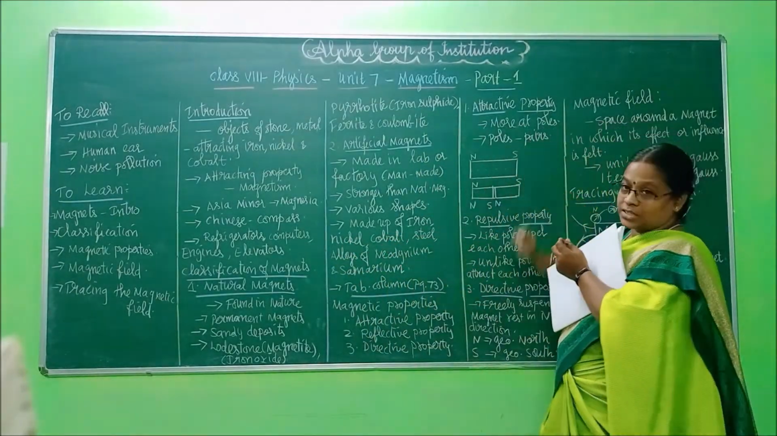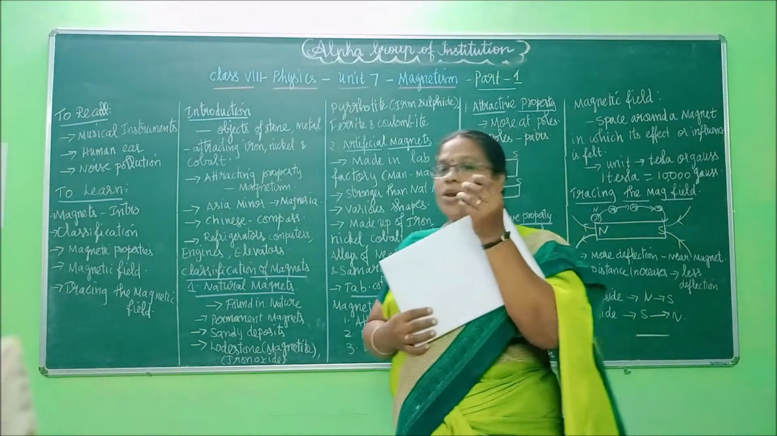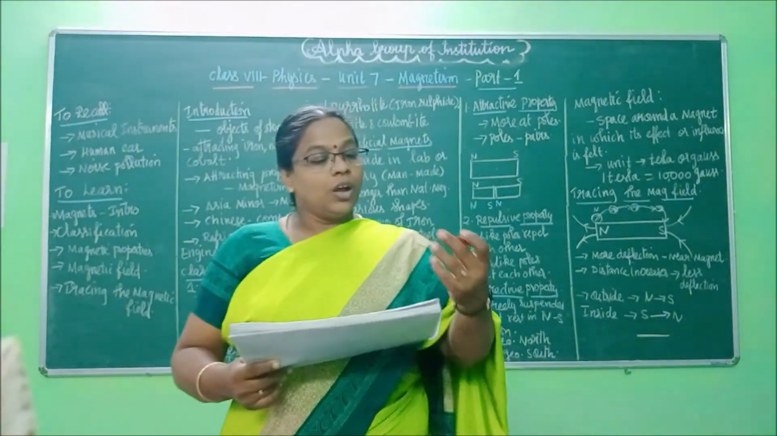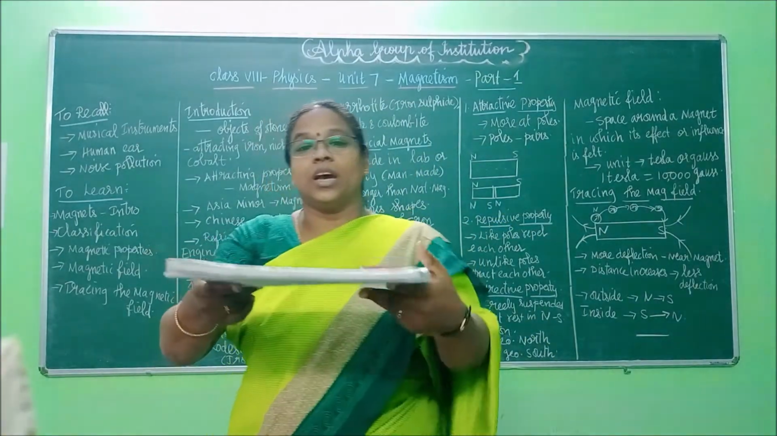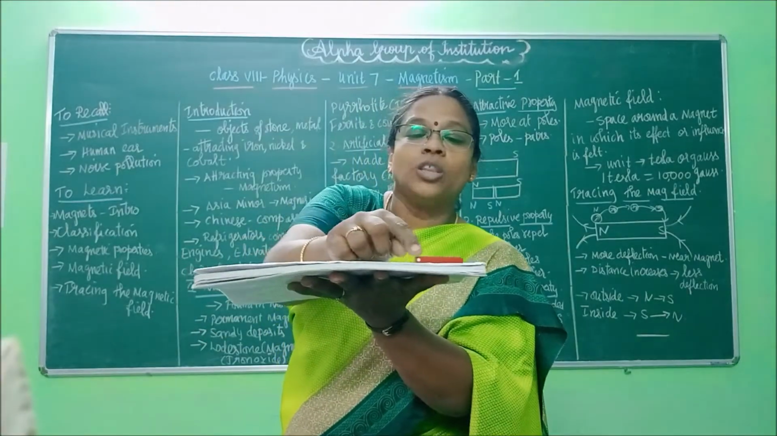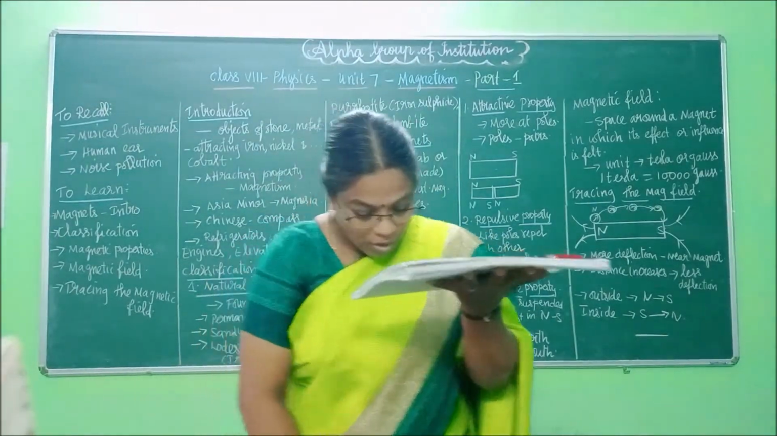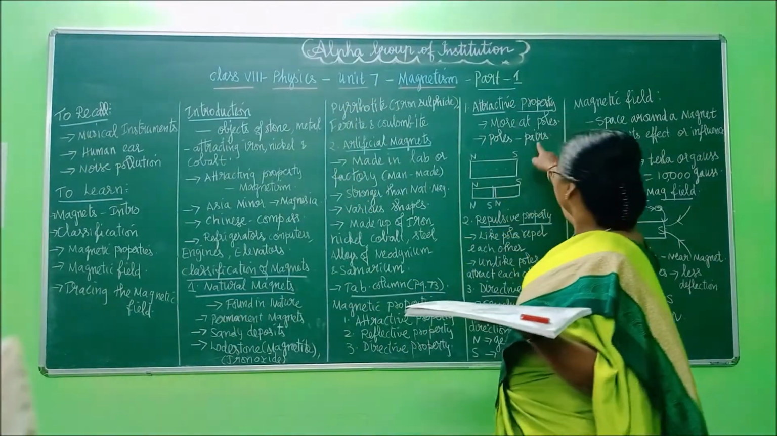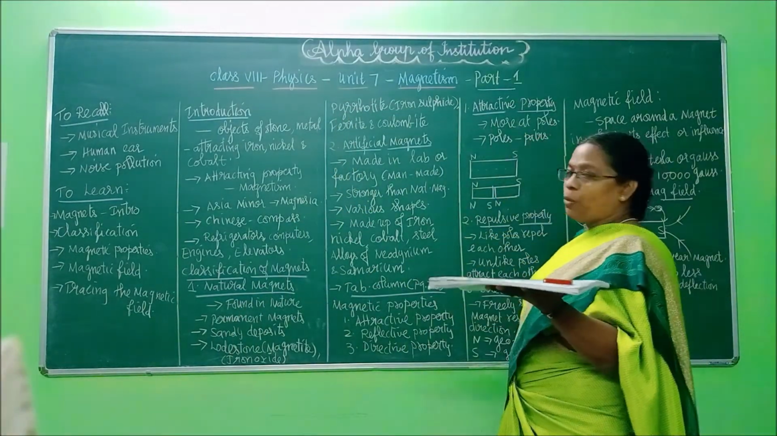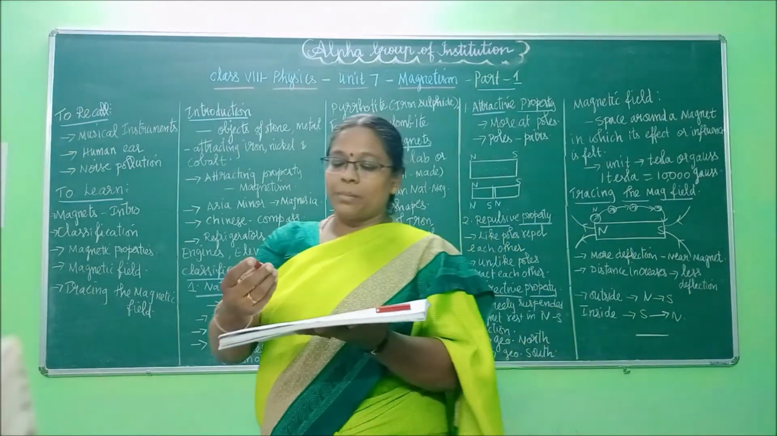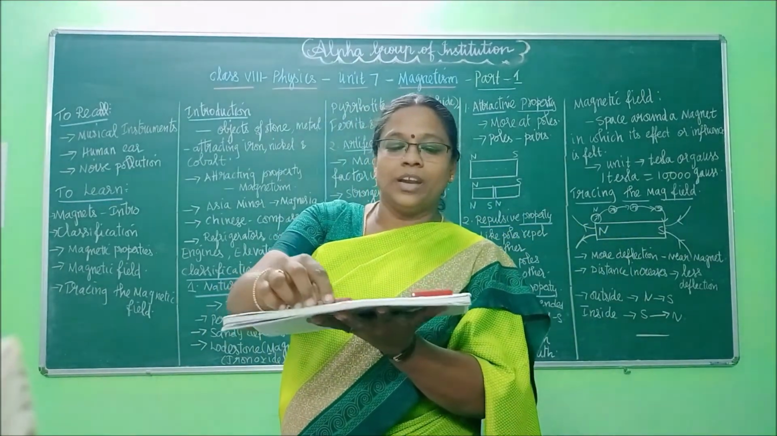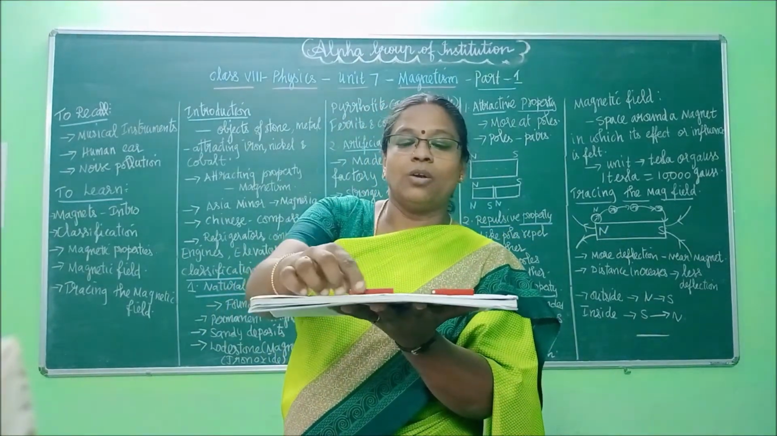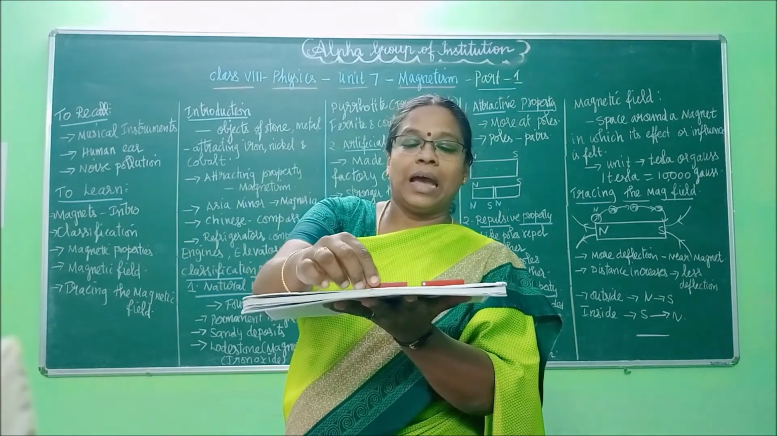P-O-L-E-S. Poles. So now one pole is north and one pole is south. Now you can see here, I am having the north pole here, this edge. Now I am going to take another pole. Now you see here, it will be more at the poles. Now I am bringing another magnet near to it. Now let us see how it is getting attracted.